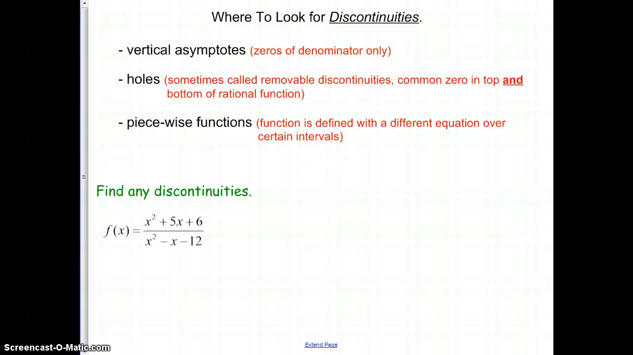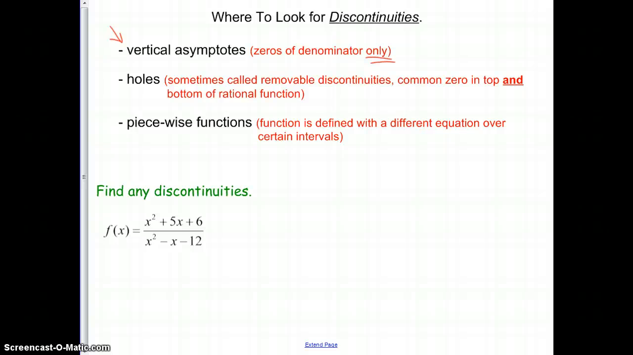All right, so not every problem is just going to be, hey, look at this graph, show me where the discontinuities are. So you've got to be able to look at the function. And so now, what you're looking for: vertical asymptotes. Okay, we talked about that before. That's where the denominator is equal to 0, and denominator only.